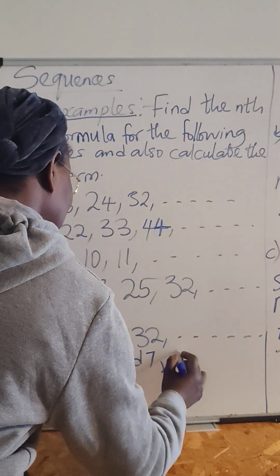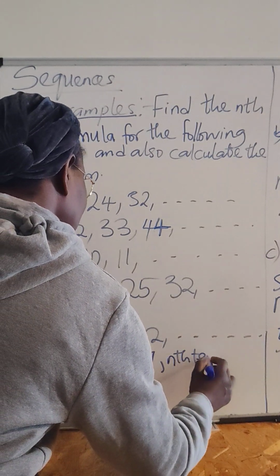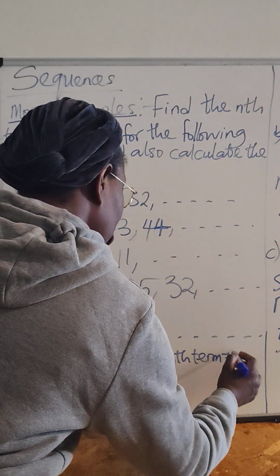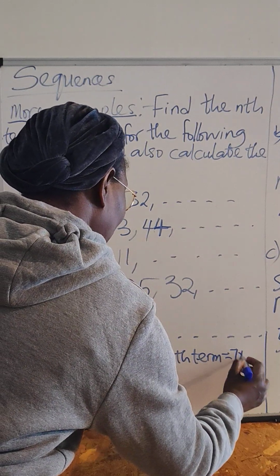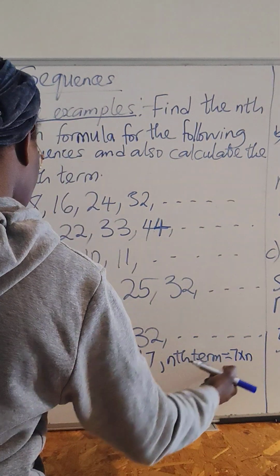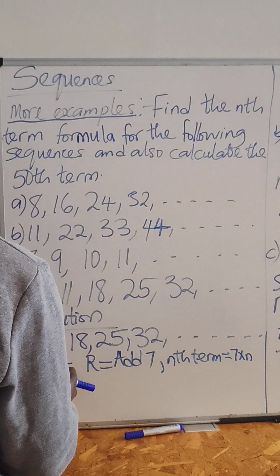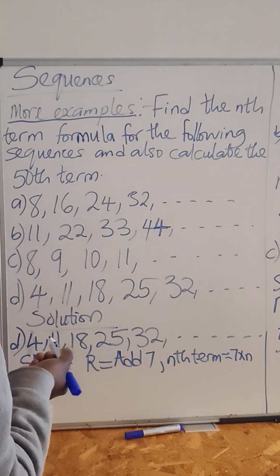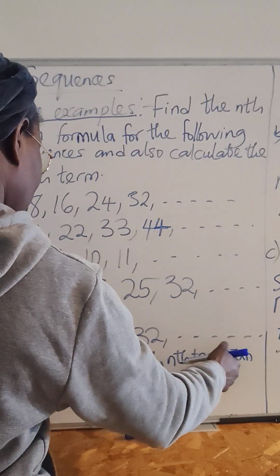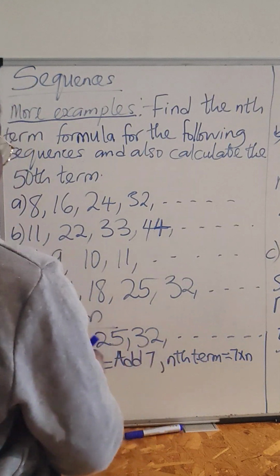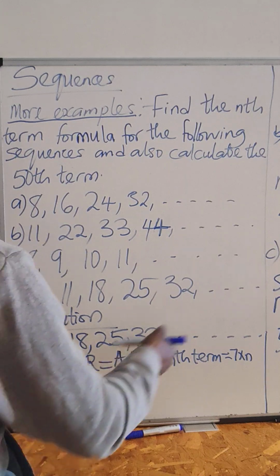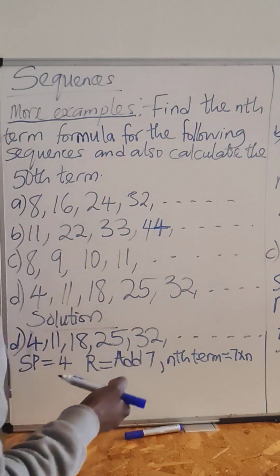And the nth term of the sequence now is, since the rule is 7, it will be 7 multiplied by n. So just look at the rule, which is 7, and the starting point. You discover the rule is greater than the starting point. So what can we do to this rule to reduce it to 4? It means we're going to subtract 3 from 7.